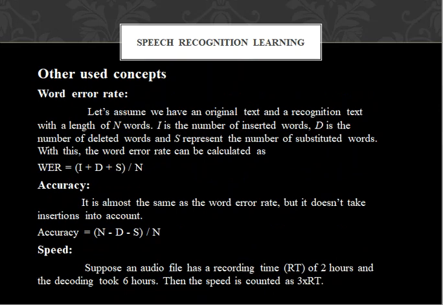Word error rate. Let's assume we have an original text and a recognition text with a length of n words. I is the number of inserted words, D is the number of deleted words, and S represents the number of substituted words. With this, the word error rate can be calculated by the given formula. Accuracy. It is almost the same as the word error rate, but it doesn't take insertion into account. It is also calculated by the given formula.